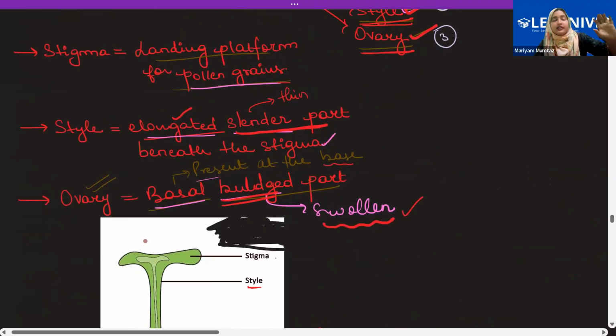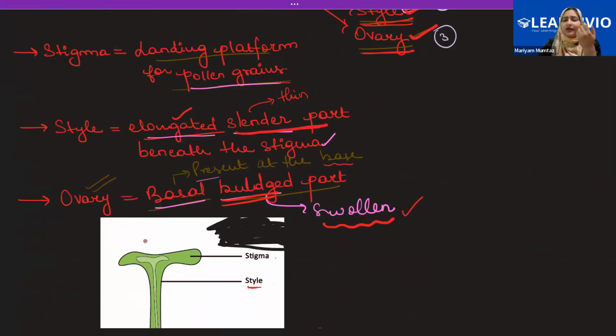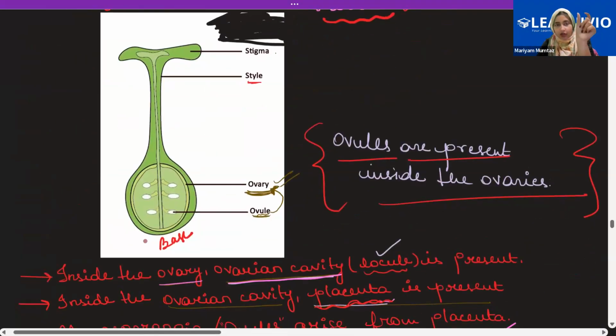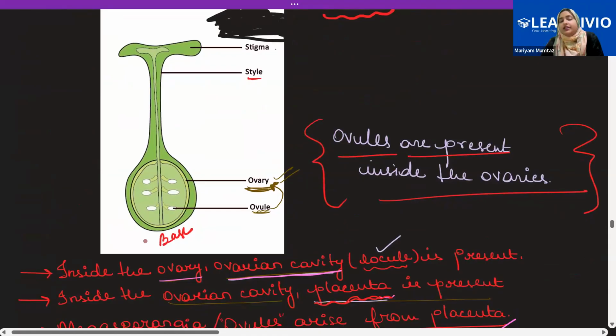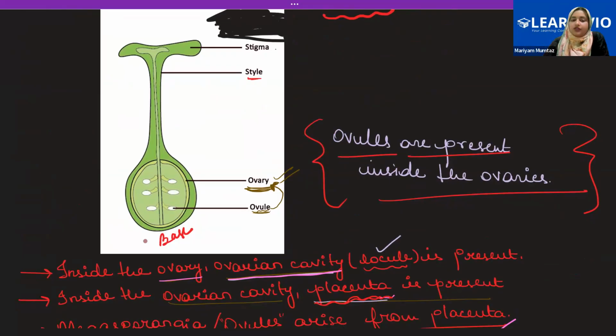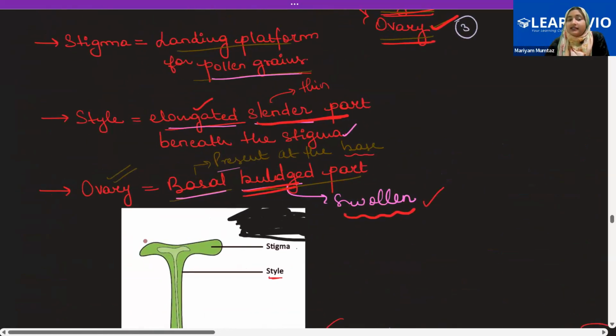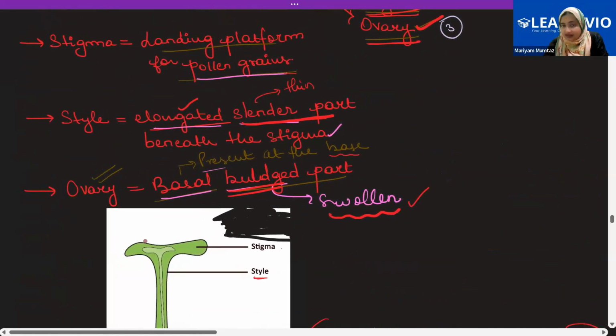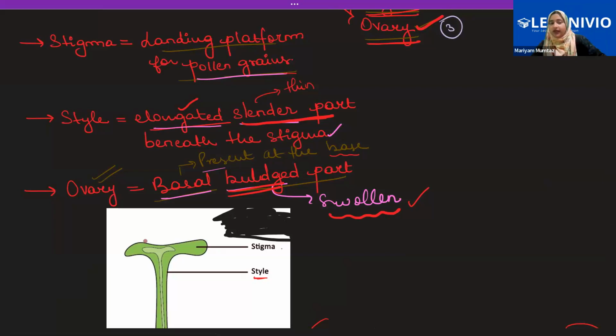So whenever the pollen grains are released, they travel either through the air, through the water, or with the help of certain insects, and they reach the stigma. They land on the stigma. Then this long neck-like portion that you see below the stigma is called the style. The style is the long, slender part beneath the stigma. And what does it do? It connects the stigma to the ovary.